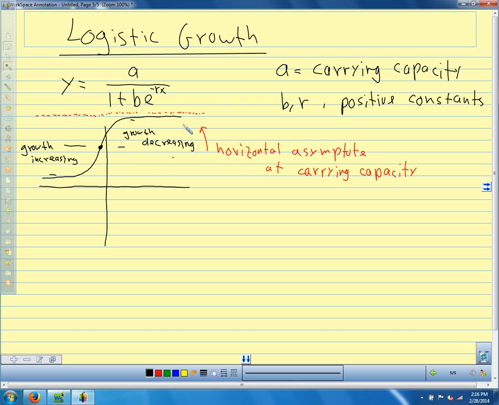And we did, not last night, but the night before, a problem where we were solving for some piece of this logistic growth equation. So let's take a look at a quick example of that. We have a game preserve, and we have released 100 animals. And the managing agency believes that the carrying capacity is 1,200 animals.